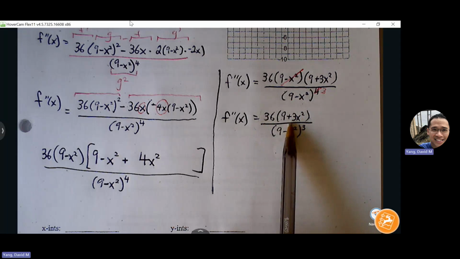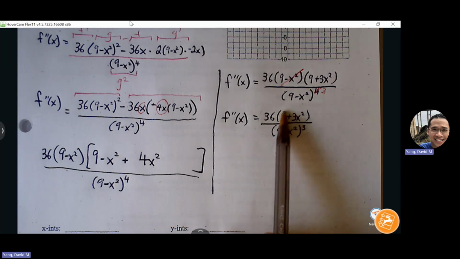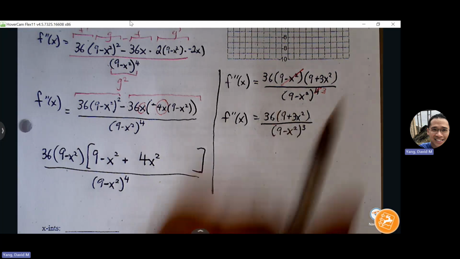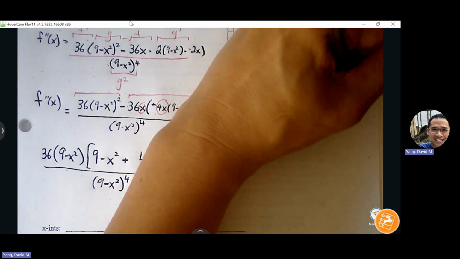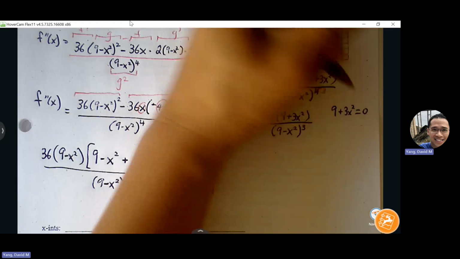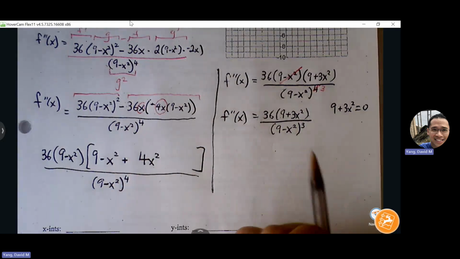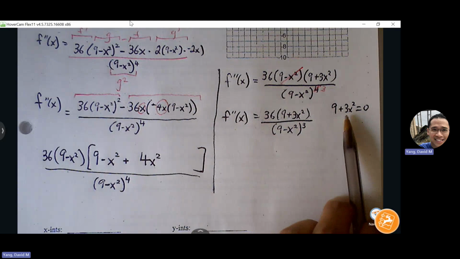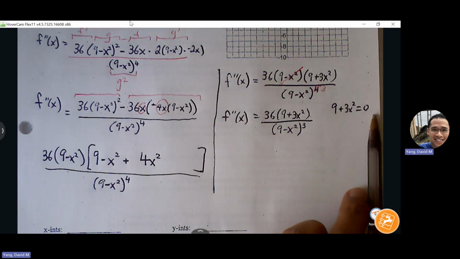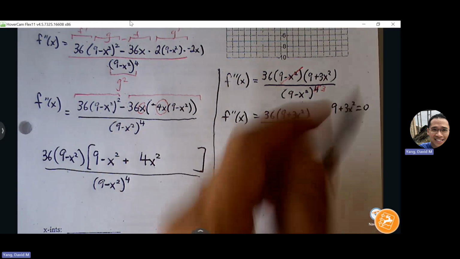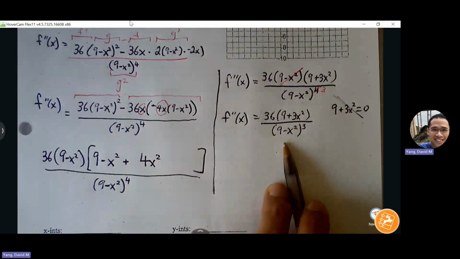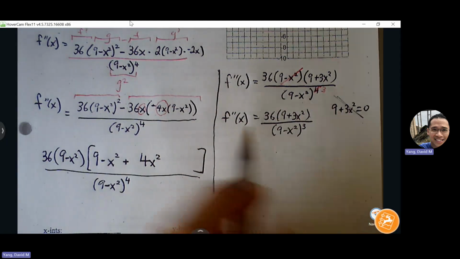Why not? Because you can't make the 3x squared negative. So if I set 9 plus 3x squared equal to 0, I'm going to run into an issue. Imaginary numbers, we're just going to be dealing with the real number system here. So we get 3x squared equals -9. Can you take the square root of a negative value? So nothing from here. But the denominator, if I set that equal to 0, I'm going to get what?